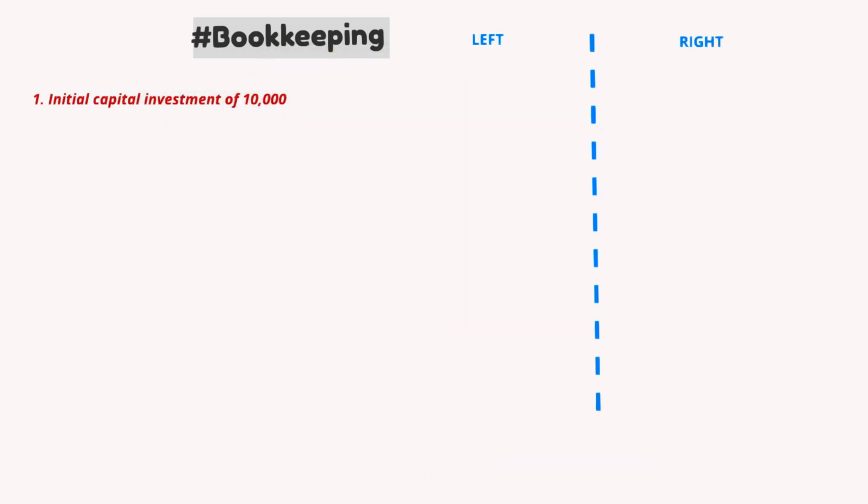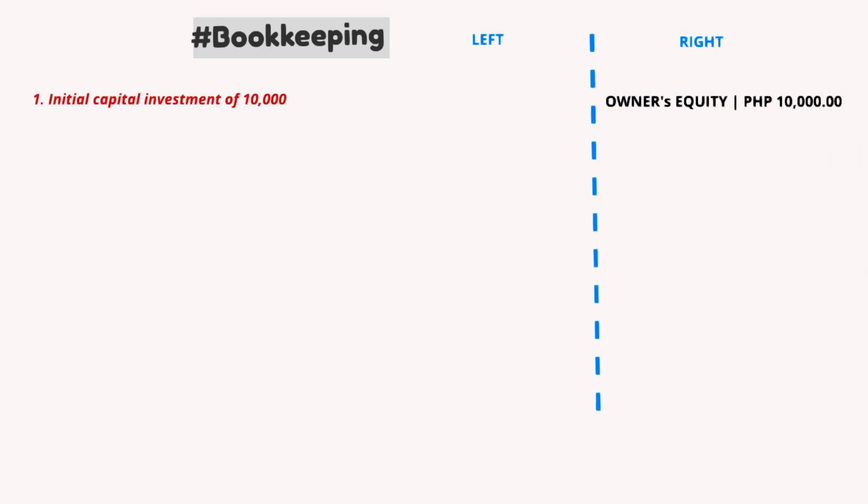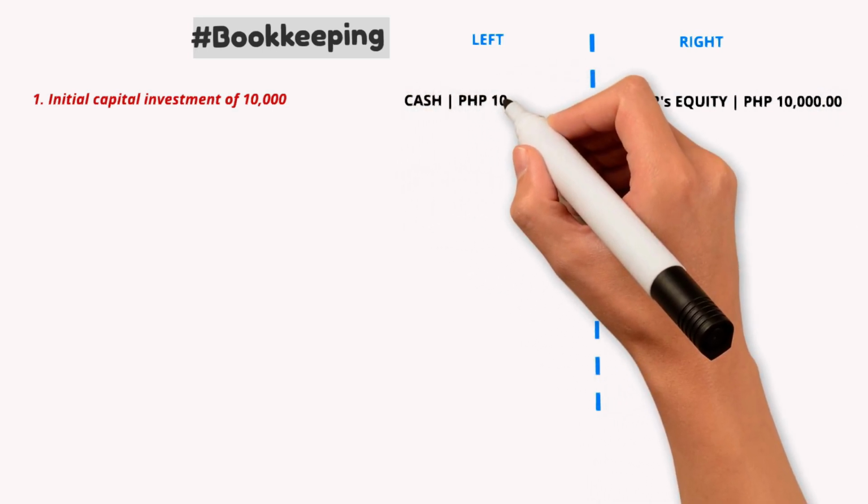The way to know whether pupunta sa right or left side is to ask what is the source. The source will always be on the right side. The source is owner's equity. Source is 10,000 pesos. So the account will be on the right side under owner's equity. What is the destination? The destination is the cash asset, and this will be on the left side.